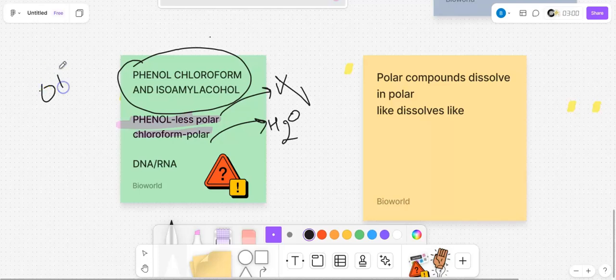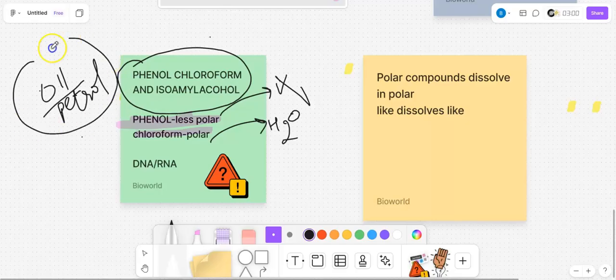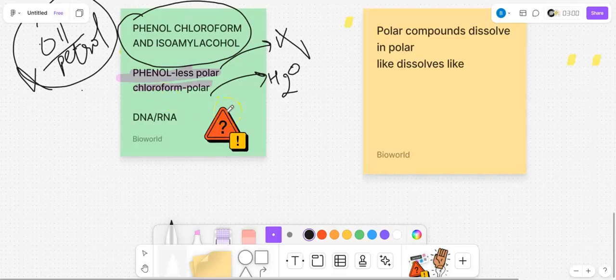ఎగ్జాంపుల్ ఆఫ్ non-polar తీసుకోండి: oil. Oil in water, dissolve అవుతుందా? No. Petrol, if you try to mix the petrol in water, will it dissolve? So these are some of the non-polar compounds which do not dissolve. So we have phenol and chloroform. In the given system, you will understand.